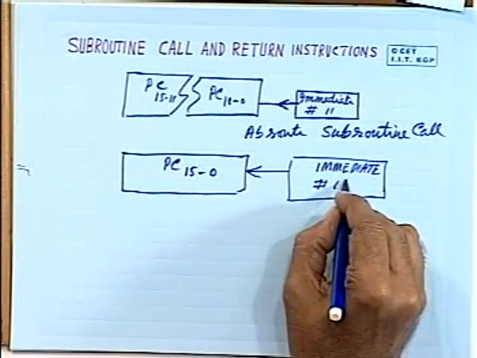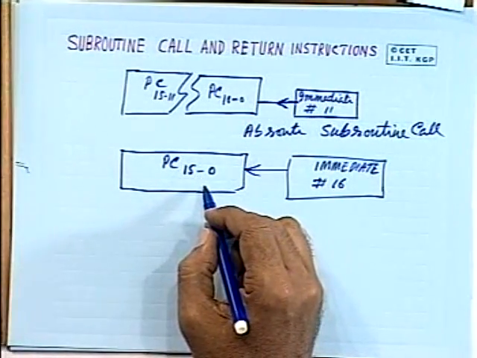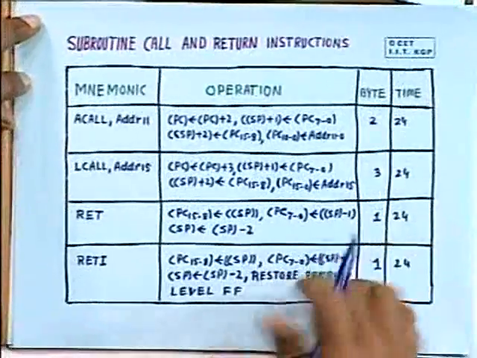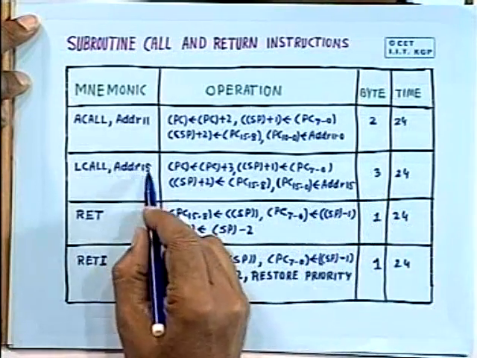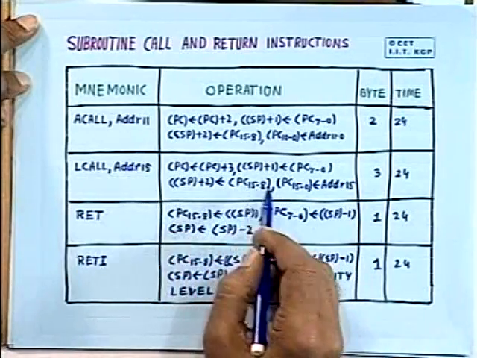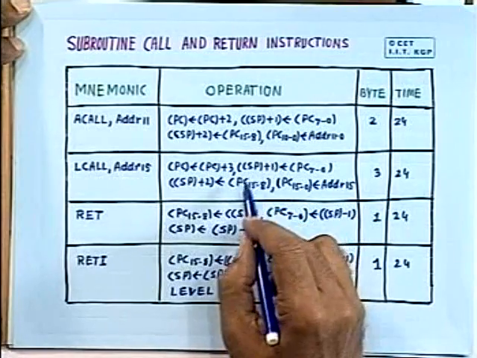So, here you have 16 bit data, 16 bit data goes to the program counter, and in this particular case the instruction size has to be 3 bytes. So, this address is provided as immediate data, that is transferred to the program counter, and the program counter is as usual pushed in the stack.